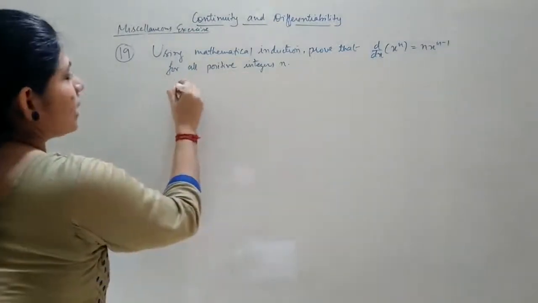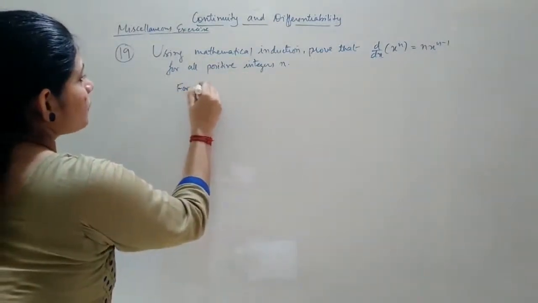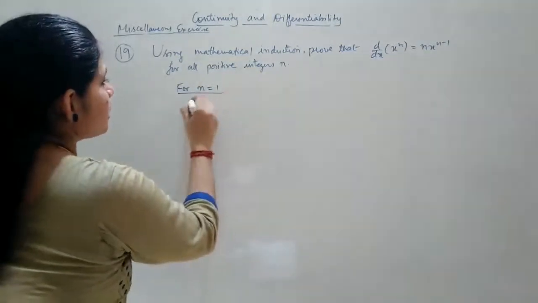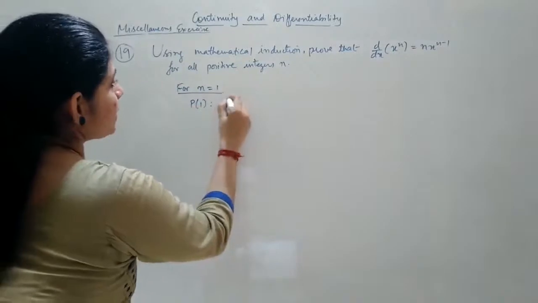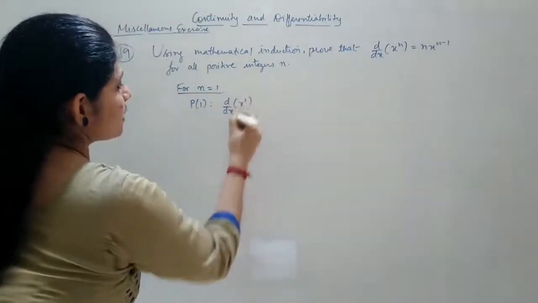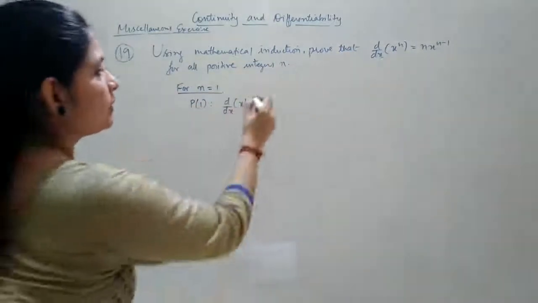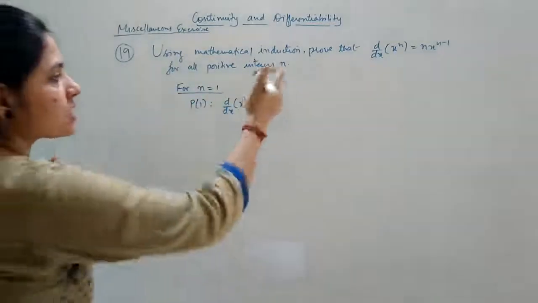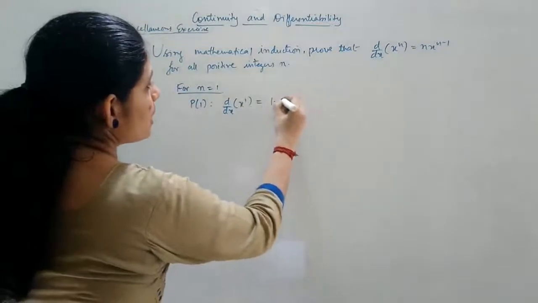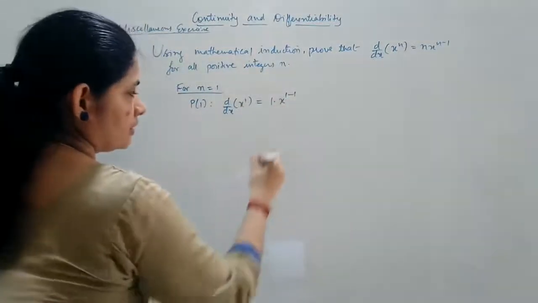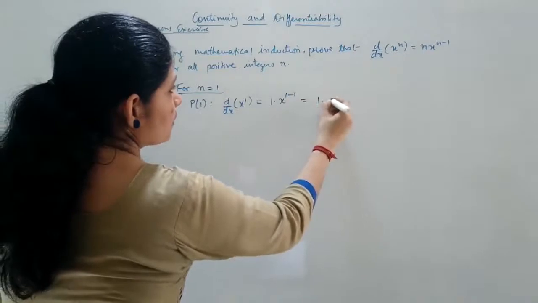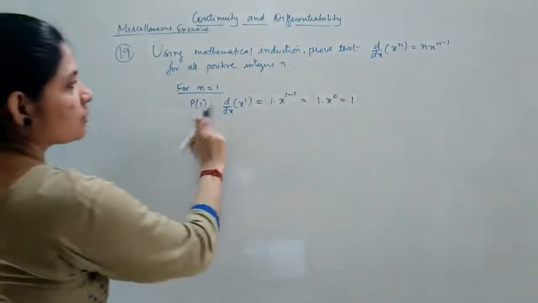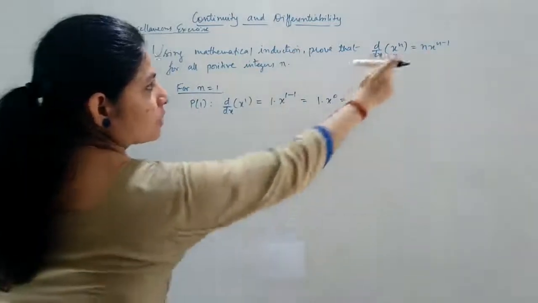Okay. So for n equal to 1, p of 1 is d by dx of x raised to 1, replacing n with 1. So you have p of 1 to be d by dx of x raised to 1, which is 1 into x raised to 1 minus 1, and you will get 1 into x raised to 0, which is 1. Anything raised to 0 is 1, so you are getting p of 1 to be 1, which is same as what you have to get.